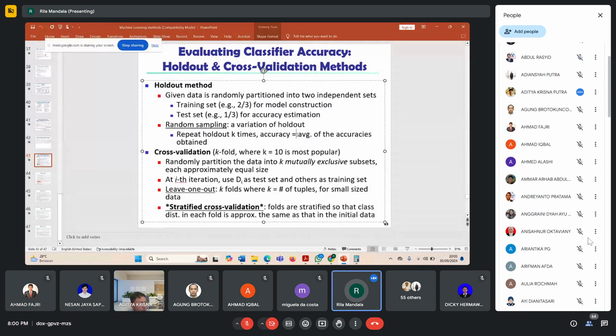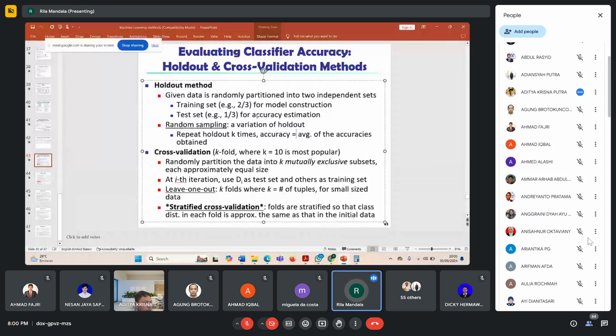Actually, there are no guidelines. But of course, the more training data, the higher the accuracy will be. Every machine learning method, the more training data, the more accurate it will be. So, first of all, 90% for training data and 10% for testing data is okay. Or 80% training data and 20% testing data is okay. Or 2/3 training data and 1/3 testing data is okay.